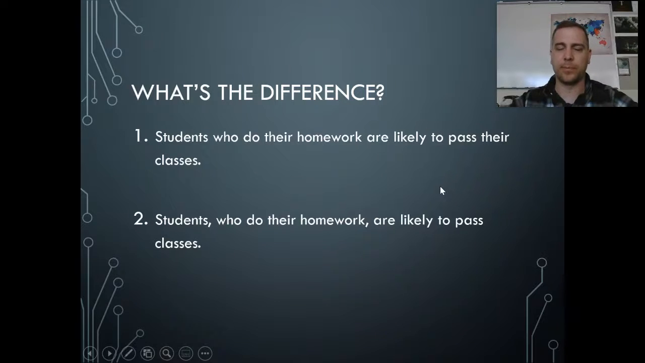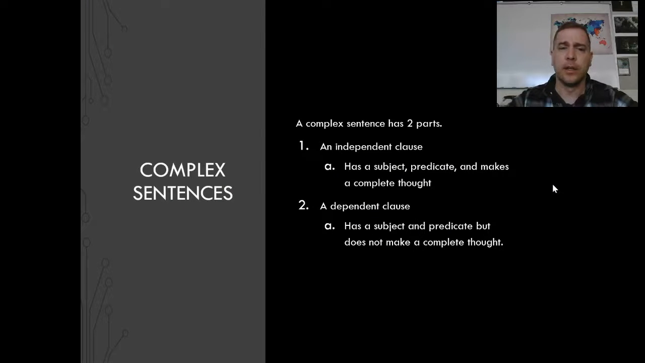And so this form of complex sentence can be tricky, especially for people who are not native speakers or who are just not super exposed to a lot of English variety. And so this is what I call a type 2 complex sentence. And remember, a complex sentence has two parts. It has an independent clause that has a subject, predicate, and makes a complete thought, and a dependent clause that has a subject and a predicate, but does not make a complete thought.